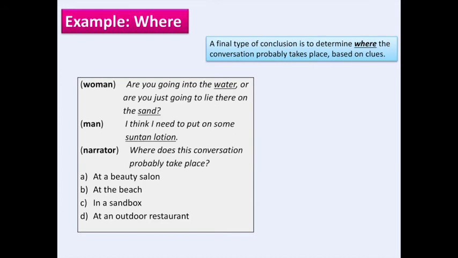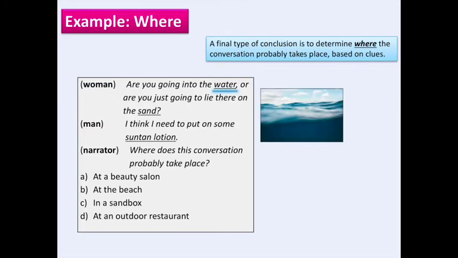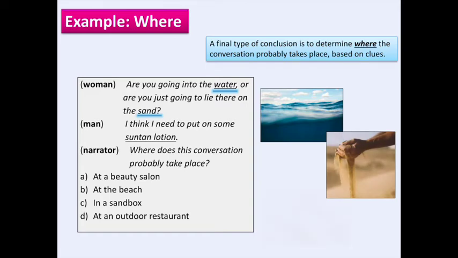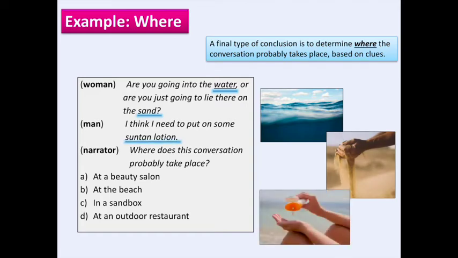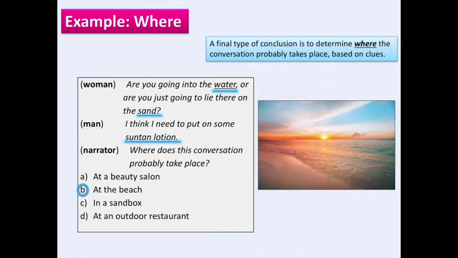These are some of the key words or clues in the dialogue: water, sand, and suntan lotion. Which one of these places has all of those things? B, or boy, the beach, has water, sand, and suntan lotion. So this is our answer.